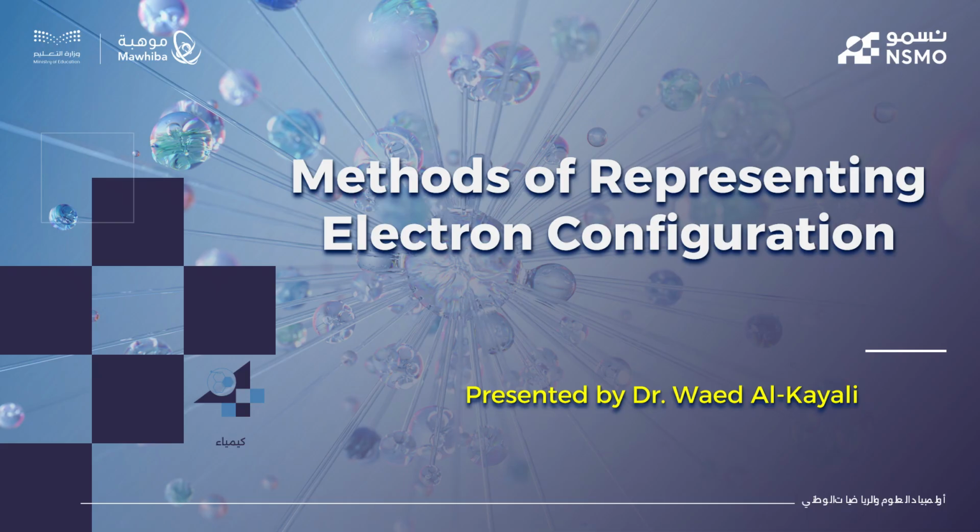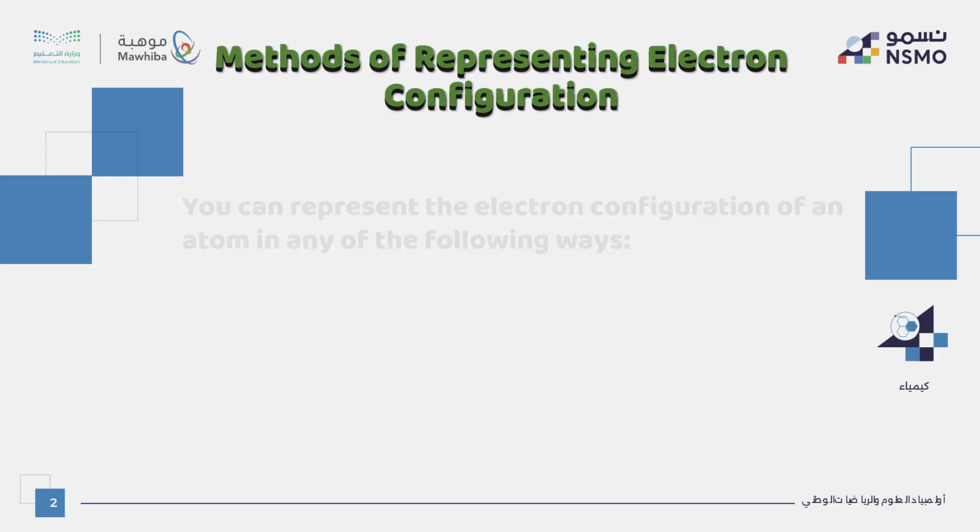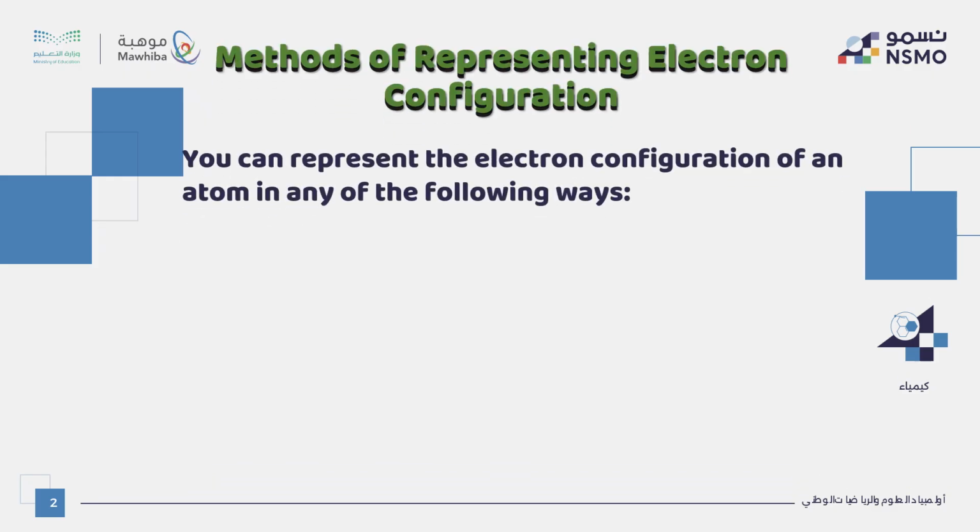In this lesson, we will learn the different methods used to represent the electron configuration of an atom. Understanding these methods helps us describe how electrons are arranged around the nucleus in a clear and organized way. There are three main methods used to represent electron configuration, and we will explain each one using carbon and then apply them in an exercise on phosphorus.